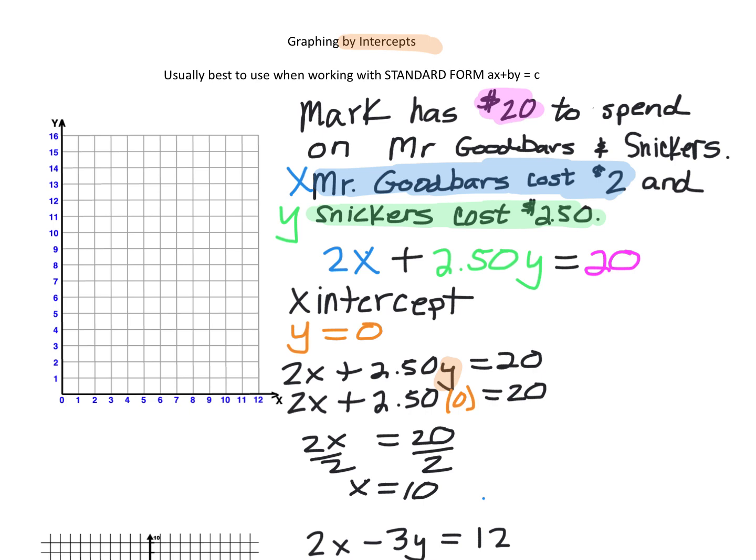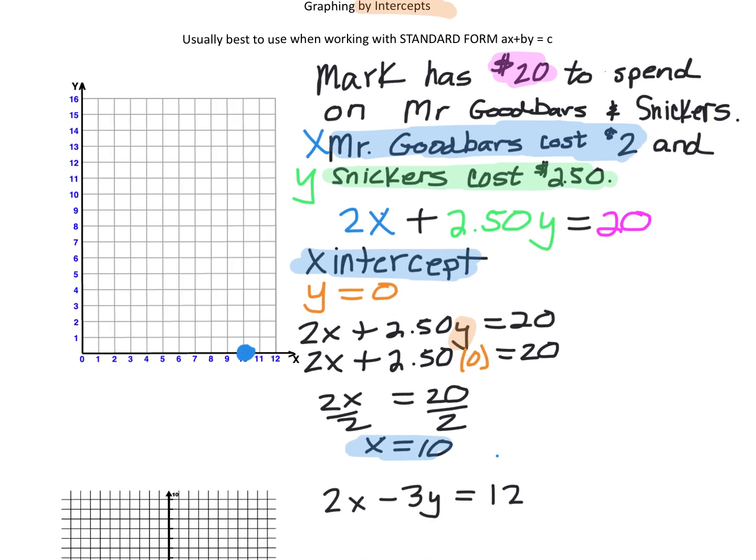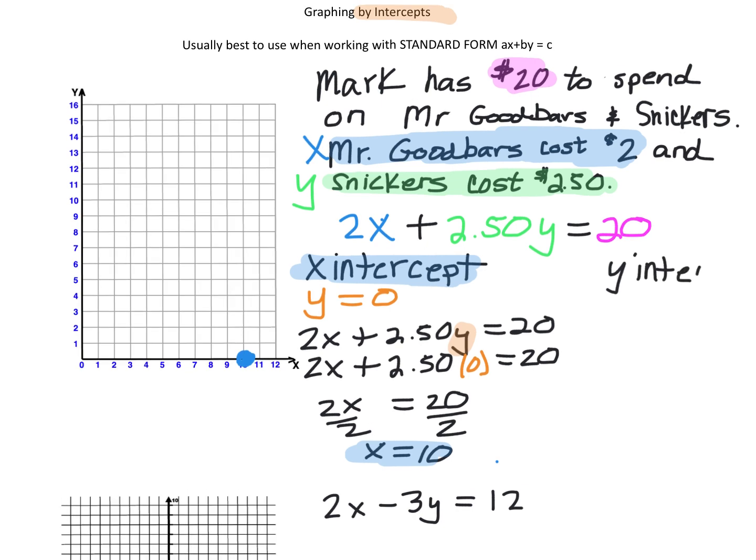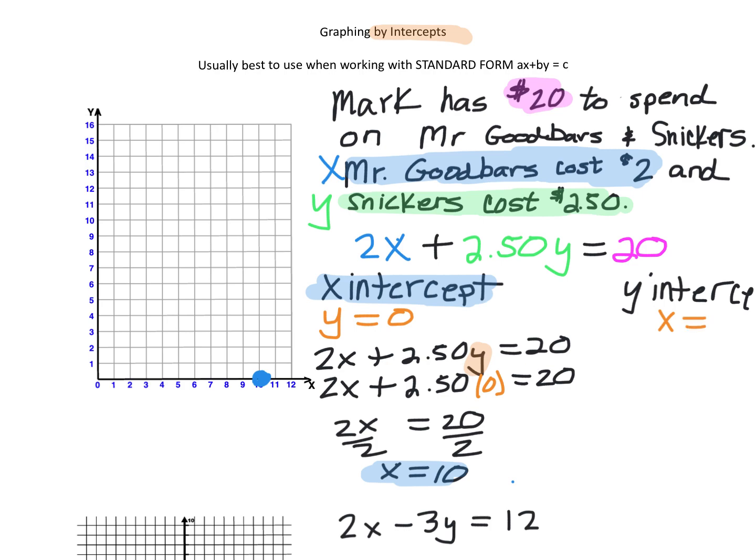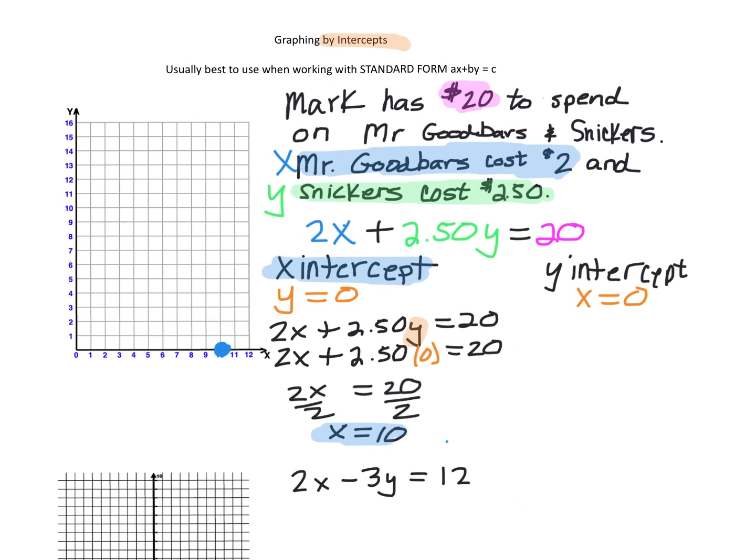Because that's my x-intercept, that means that there should be a coordinate right here at 10 to correspond with that x-intercept. Well, now that we've done that for the x-intercept, we need to do the same thing for the y-intercept. Except instead of putting a 0 in for x, I'm sorry, a 0 in for y, like we did over here, now we're going to put a 0 in for our x.